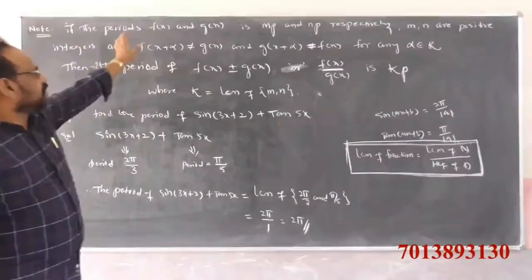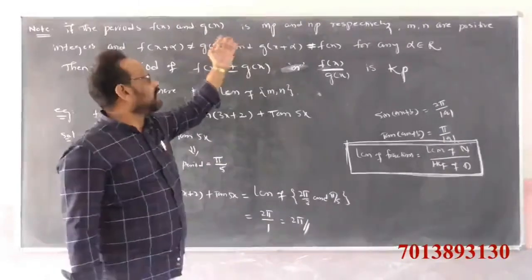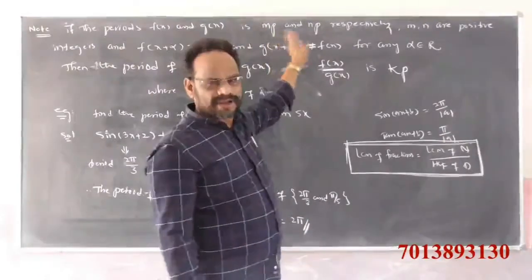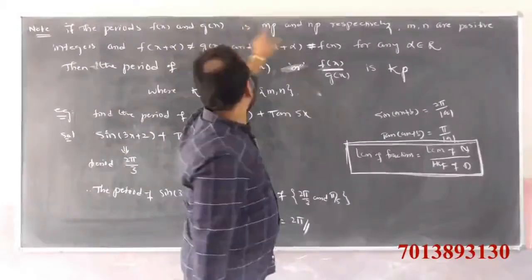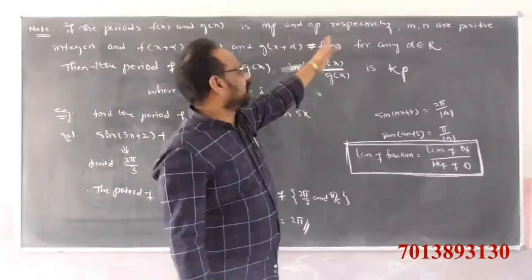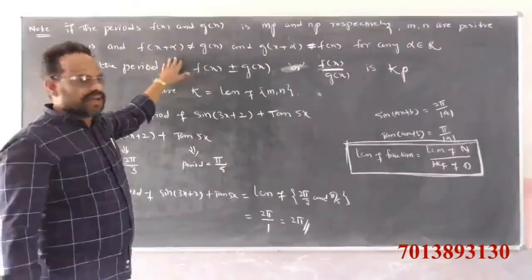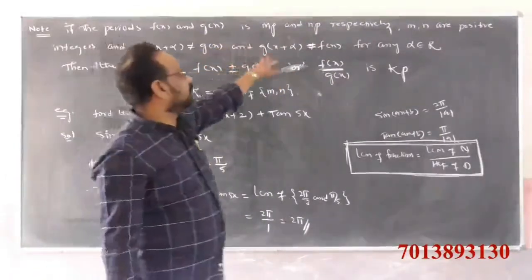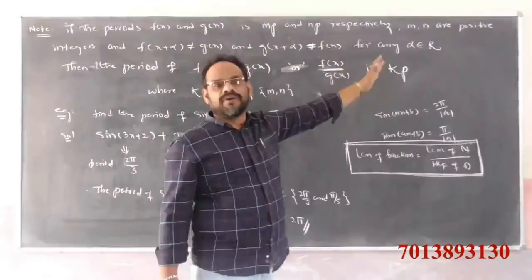If the periods of f of x and g of x are m p and n p, that is, the period of f of x is m and the period of g of x is n respectively, where m and n are any positive integers, and f of x plus alpha is not equal to g of x, and g of x plus alpha is not equal to f of x for any alpha belonging to R.